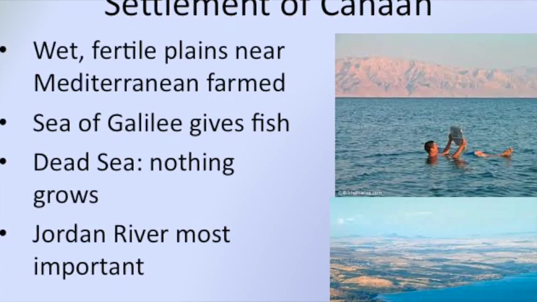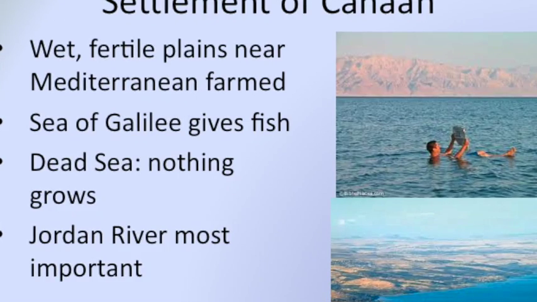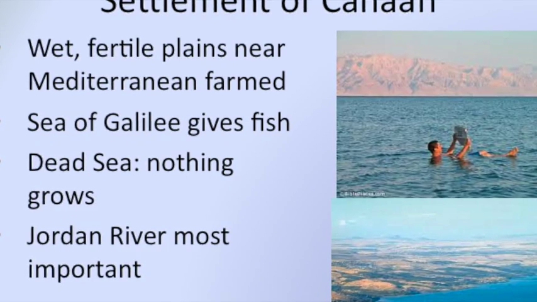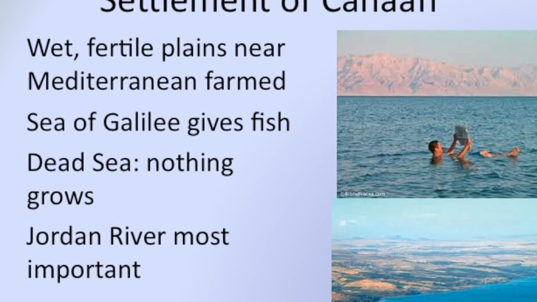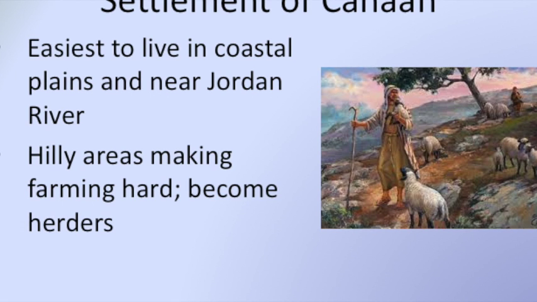The most important source of fresh water was the Jordan River. People hunted, fished, and farmed along its banks. But unlike the Nile, the Jordan did not flood regularly, so its valley was not as fertile as the Nile's. Canaan's varied topography greatly influenced the patterns of settlement.